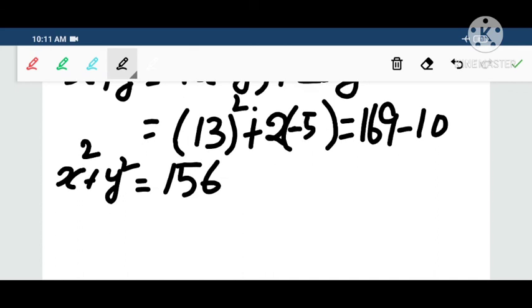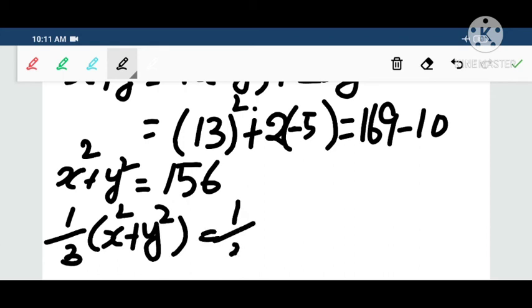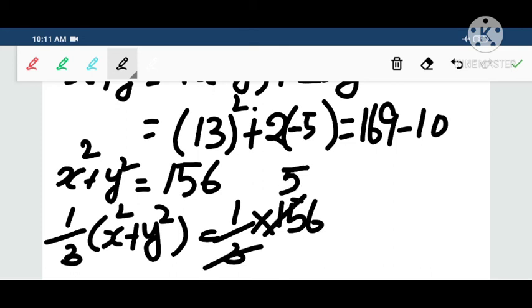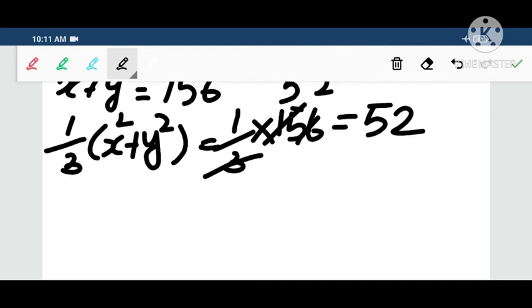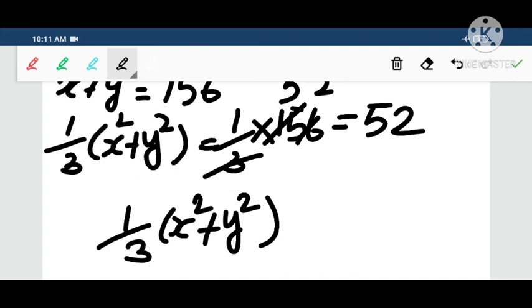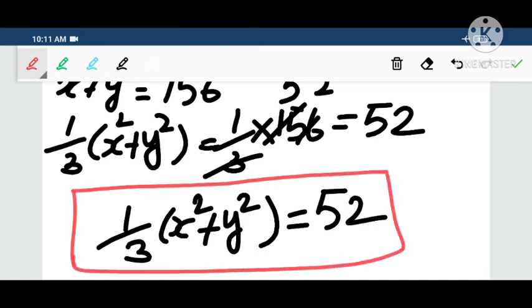But what do we actually have to find out? 1 by 3 into x square plus y square. So it is equal to 1 by 3 into 156. 1 3s are 3, 5 times 3 is 15, and 2 times. So finally you get 52 as the answer. What is the final value of 1 by 3 into x square plus y square? 52. This is the final value. By using the given values, we find that 1 by 3 into x square plus y square is 52.